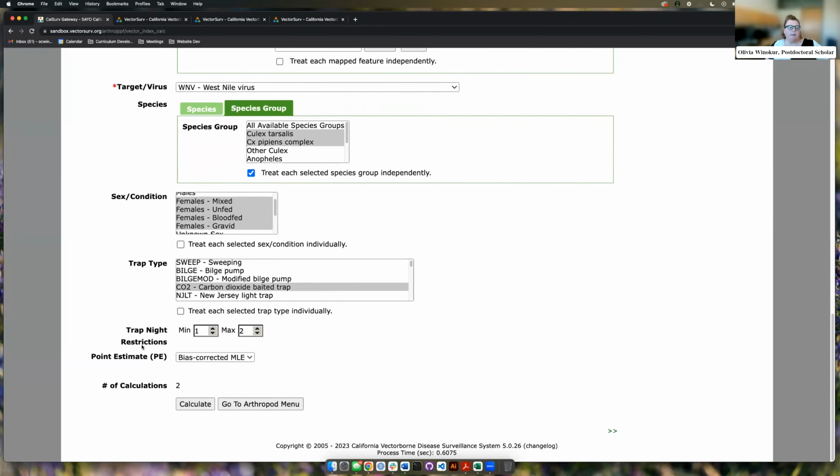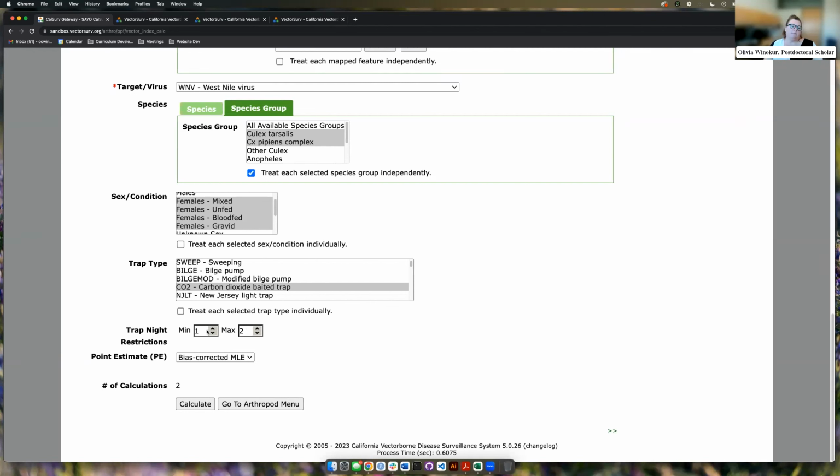There is one other question here. This is trap night restrictions. Our default is to restrict this to traps that were run for a minimum of 1 night and a maximum of 2 nights. We do this because in some cases there are traps that you're going to run for longer. Some districts do that. But for virus activity, we don't really want a trap that's been sitting out for a long time because we're not going to be able to capture the resolution of that virus in that trap.